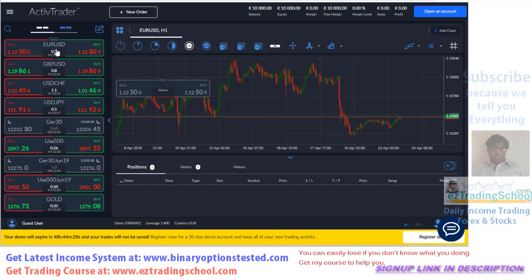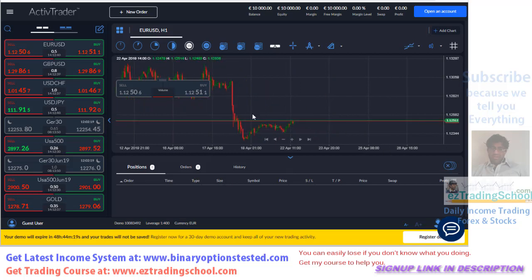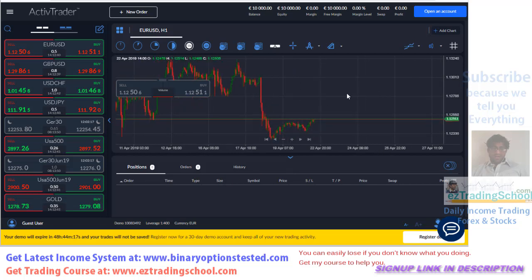Here we can see the trading with Forex. This is the USD Euro pair, and this is a sell amount, this is a buy amount, and I will take a trade just to see how this system works. It looks a different system.